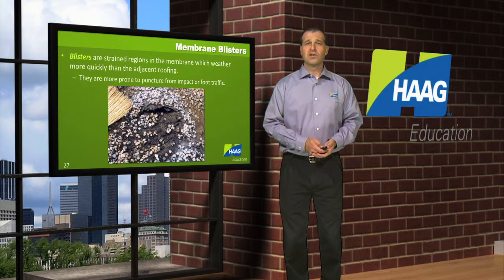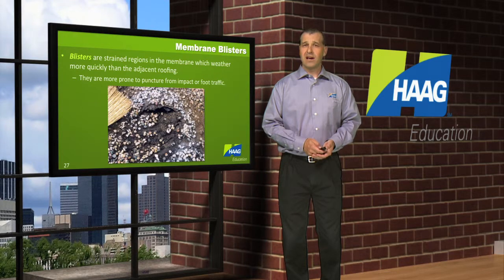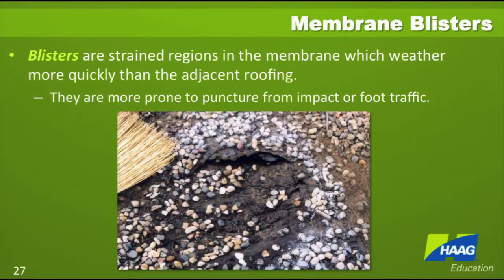One consideration when dealing with blisters during your inspection is to be careful with the foot traffic. They are a weakened area of the roof with limited support. And in the photograph shown in this slide, a broken blister has occurred from foot traffic. They also are more susceptible to hail damage. So if you do see a blister, treat it gently.